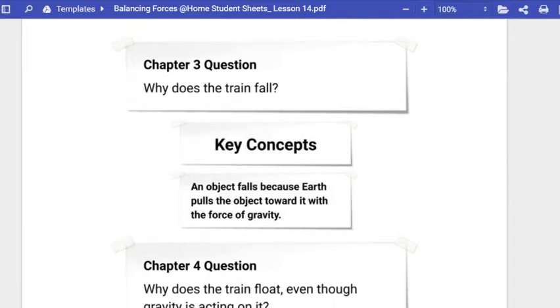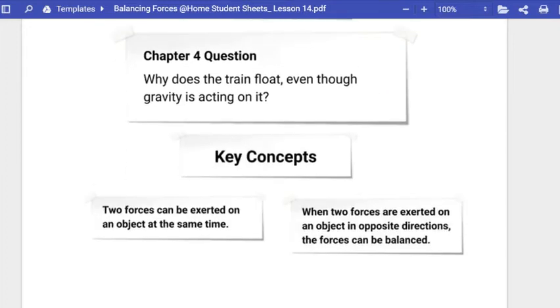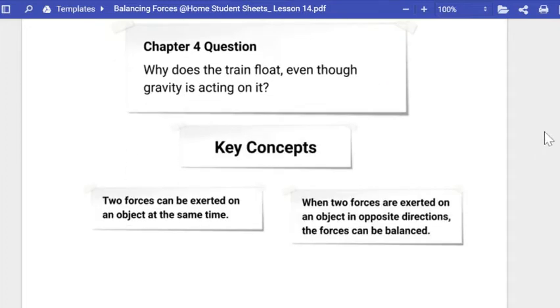Our chapter 3 question was, why does the train fall? And the big concept we learned from that was that an object falls because Earth pulls the object toward it with the force of gravity. So you guys wrote some really good scientific explanations to explain that the train falls because of gravity pulling it down. Here we are now in chapter 4.